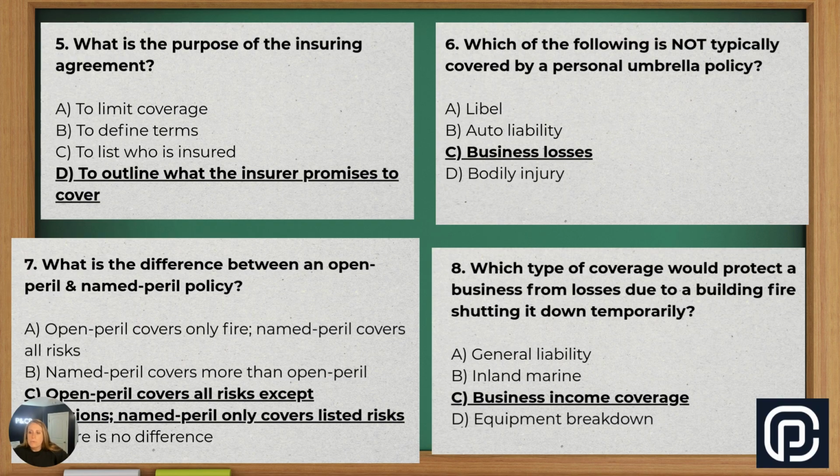Which type of coverage would protect a business from losses due to a building fire shutting down temporarily? This, of course, is business income coverage, right? That's exactly what it provides coverage for. That fire caused the business to have to shut down. That business income is going to provide coverage for that loss of income. I added on to your answer key: how long do we get business income coverage for? You get coverage for 1 year following the loss.